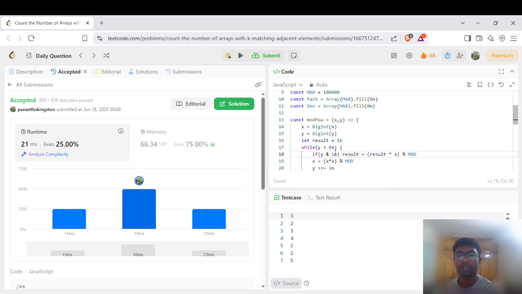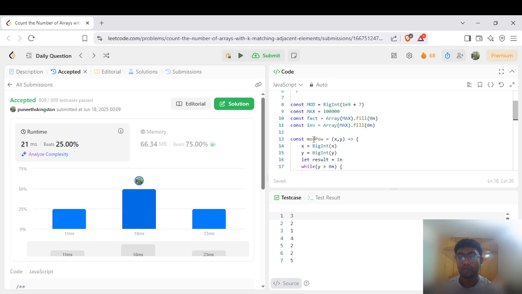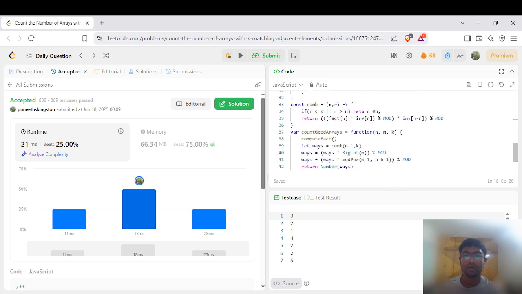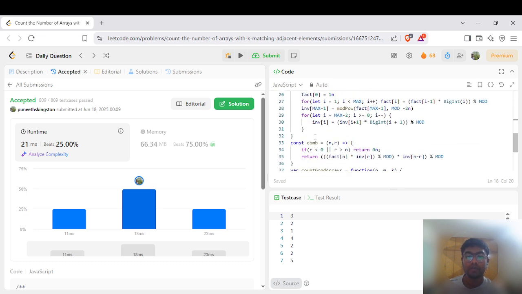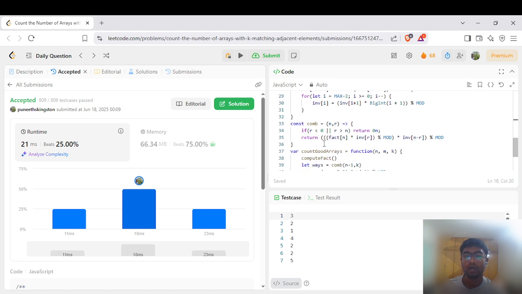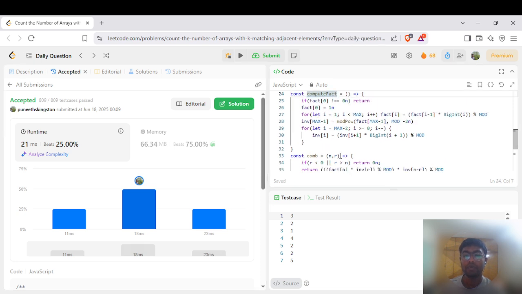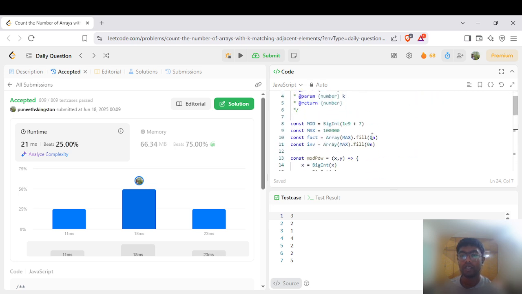If we want to understand the time and space complexity of this solution, the time calculation of binary exponentiation of power would be log n, while computation of combination would take about O of n, and this would take O of n. So the time complexity would be n plus log n, which would be n log n, and space complexity would be O of n, as we have 10 power 5 values being stored in fact.